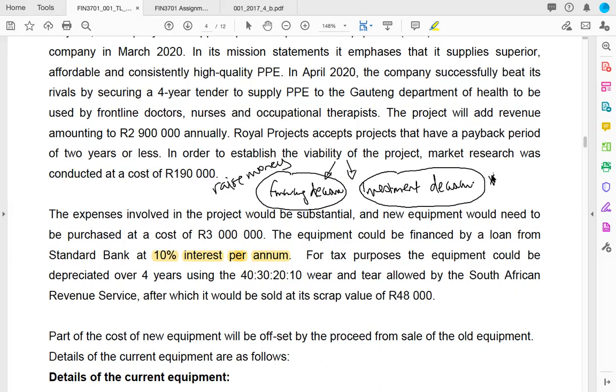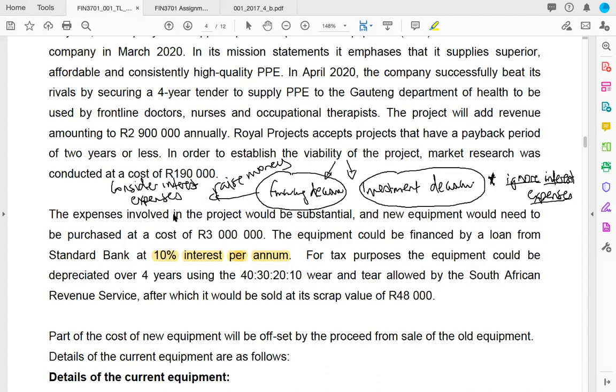When we are looking at investment decisions, as in trying to decide where to invest money, we should ignore interest expenses. When we're looking at investment decisions like capital budgeting, like what we are doing, we should ignore interest expenses. However, when we are looking at financing decisions, when we're trying to decide whether to raise money for our capital projects through debt or equity, we should consider interest expenses.